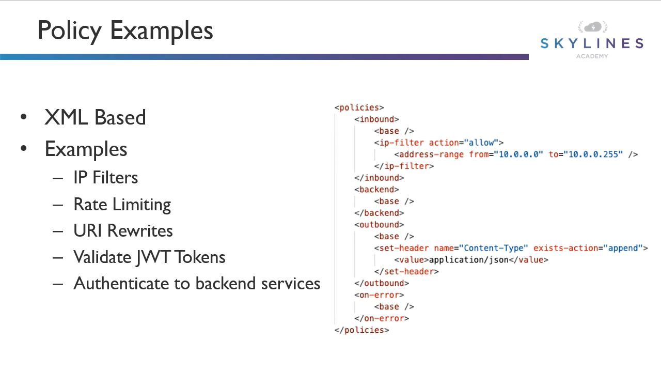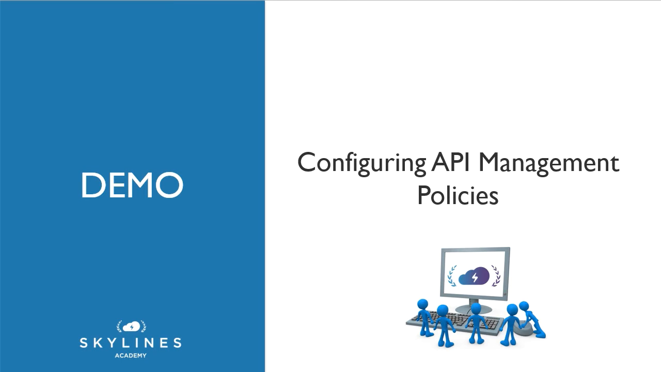As you can see in this example, on the inbound policy, we have an IP filter. We're using this to restrict who can access our API. On the outbound side, we are setting the content type to application JSON. In this demo, let's see how we can configure a policy within Azure API Management.